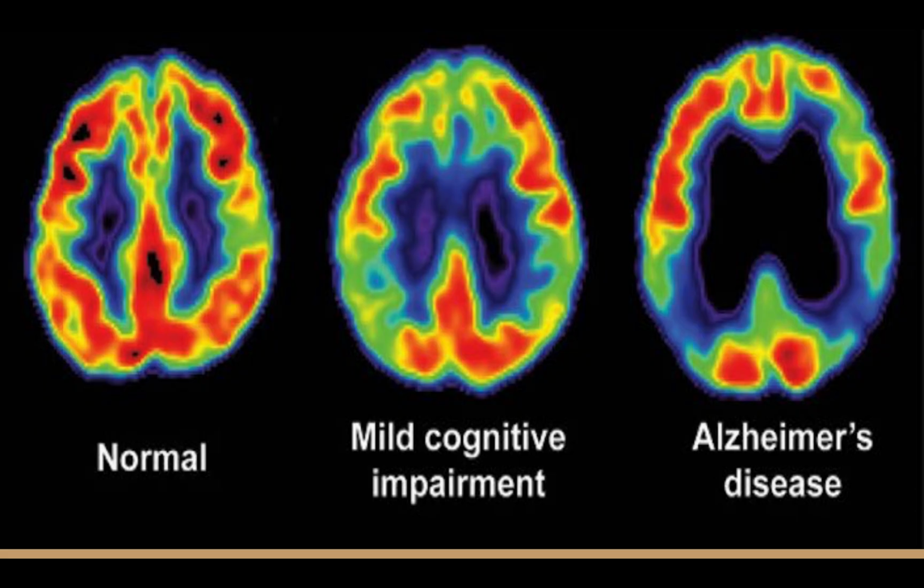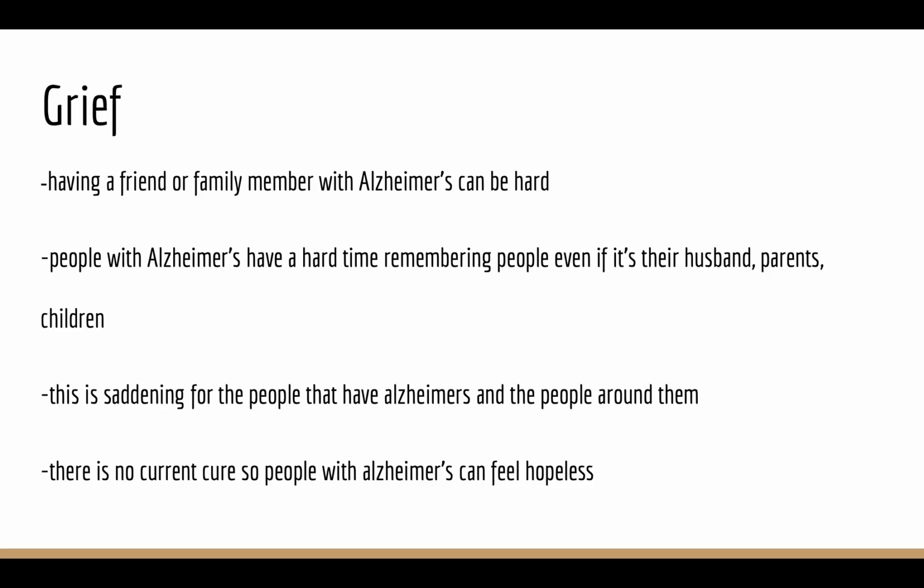So here's a little bit about grief. Knowing someone that has Alzheimer's can be hard because eventually they will probably forget you. They won't remember their name or your name, even if you're their husband or child. So it can be really hard.